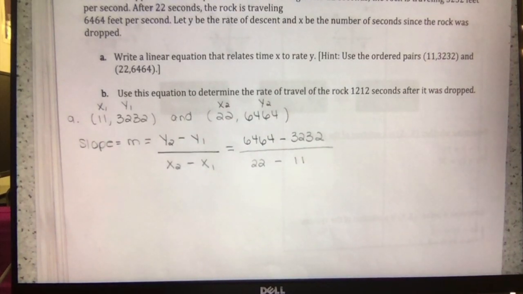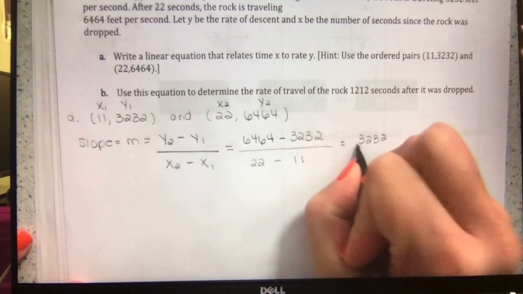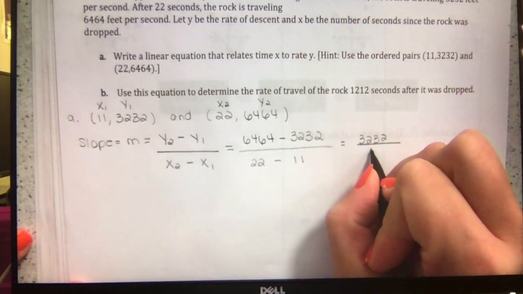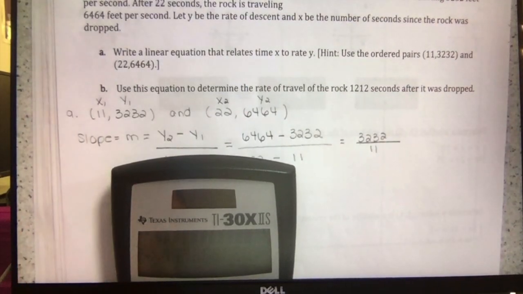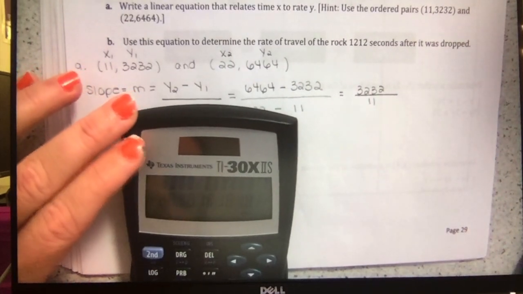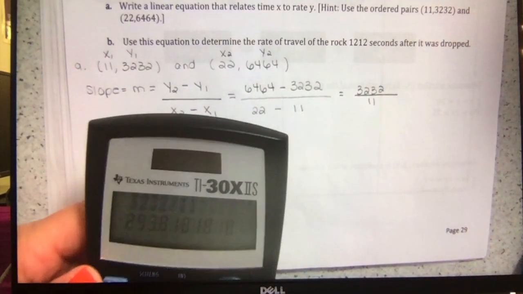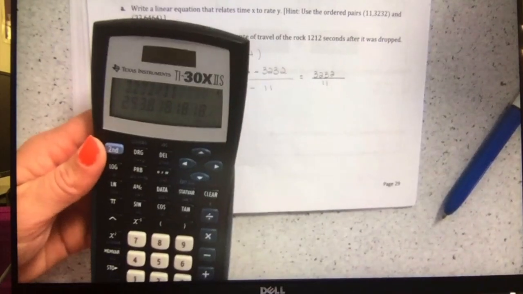There's something awfully familiar about these. Yep, 64 minus 32, 32. All over 22 minus 11, 11. If I plug that into my calculator, I don't believe it simplifies. Let's check. 32 divided by 11. We get an ugly decimal. Let's just kind of check to make sure.